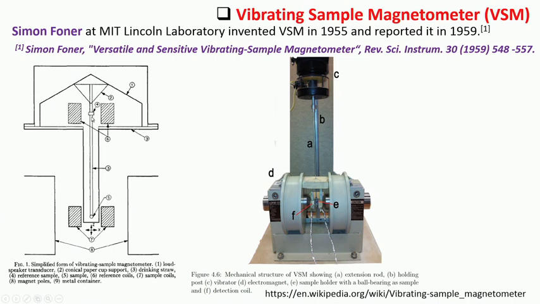In the straw, your sample, say powder sample, is put at this end of the straw, and the other end of the straw is connected to this loudspeaker. It is connected to one loudspeaker. Here you see, this part is the loudspeaker. So, one end of the straw is connected to the loudspeaker, and the other end of the straw has the sample.